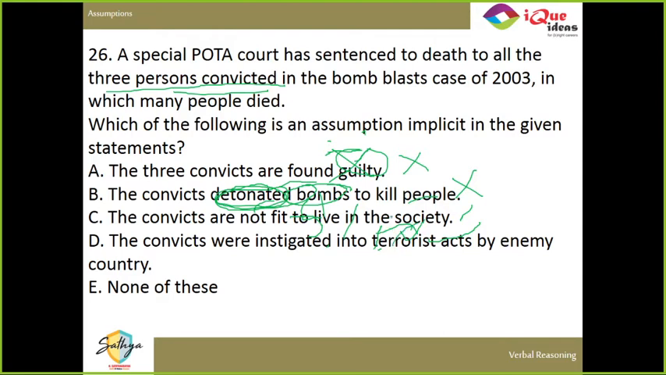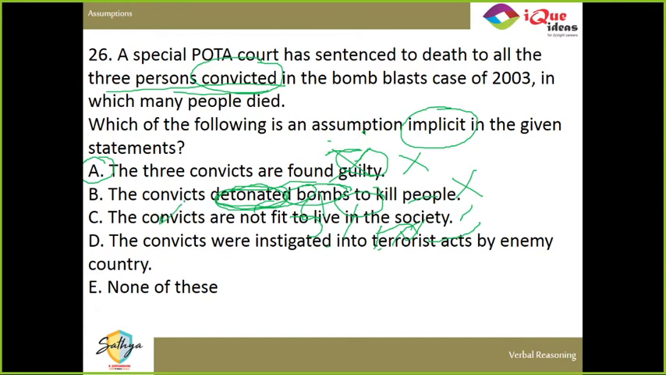I'm saying these 3 convicts being guilty is already given to me in the sentence, and hence it is. I'm not saying that it is wrong. I'm saying it is not an assumption. It is a fact given to me. You are supposed to identify the assumption which is hidden in the statement. A is not hidden. A is openly given, and hence A is not an assumption. Kushi, A is not an assumption because it is a fact which is already given to you. Hence, A is not the answer. Similarly, B is not my answer.